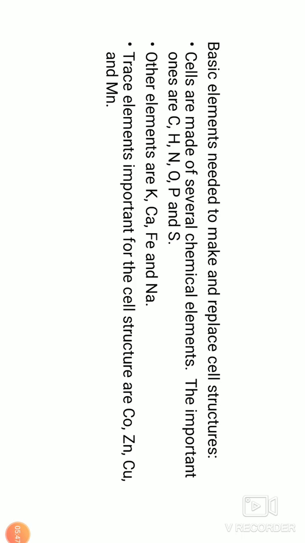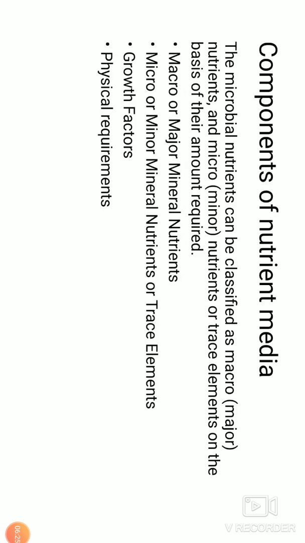So basically, if you see the elemental composition of a cell, then you have the higher elements. The majority of the elemental composition is based on oxygen, hydrogen, carbon, nitrogen, phosphorus, and sulfur. Other elements which are less in amount are potassium, calcium, iron, sodium, and there are trace elements also which are very much required for the enzyme function of microorganisms. So based on this elemental composition, you can divide the nutrient media composition components as major mineral nutrients, minor or micro mineral nutrients, trace elements. The another group is the growth factors. And with all this, what are the physical requirements which are needed for an optimal growth of microorganism?